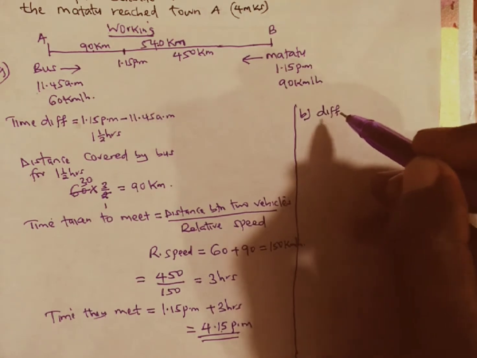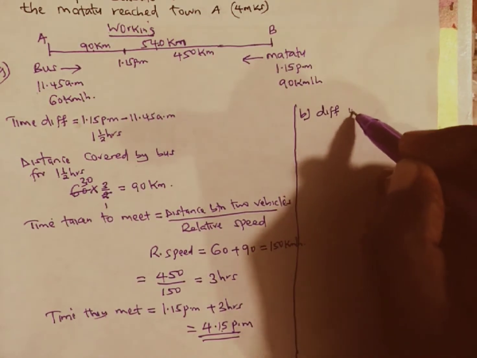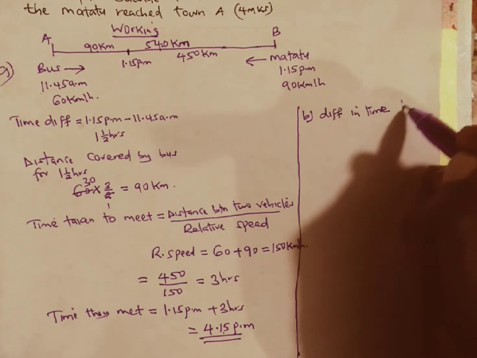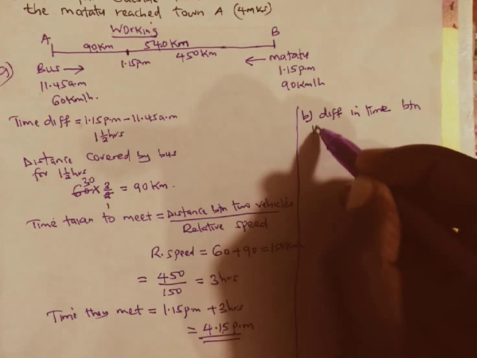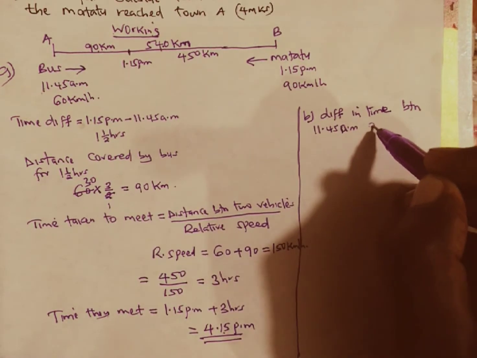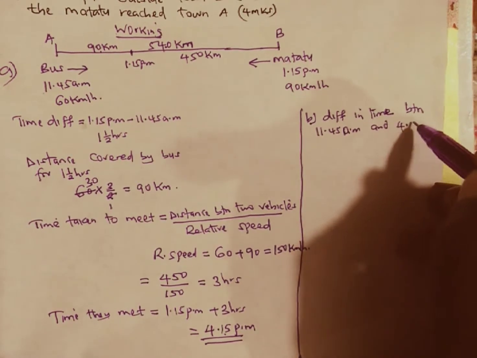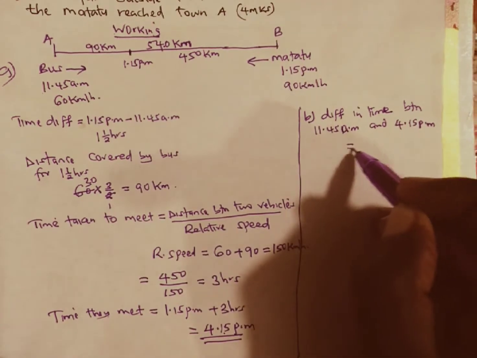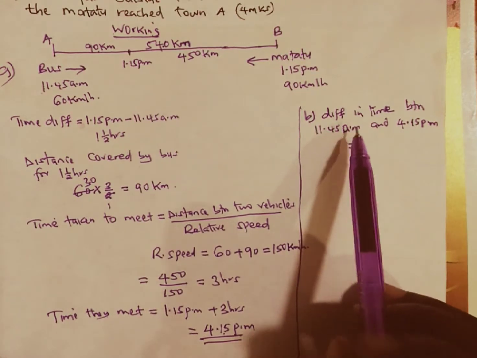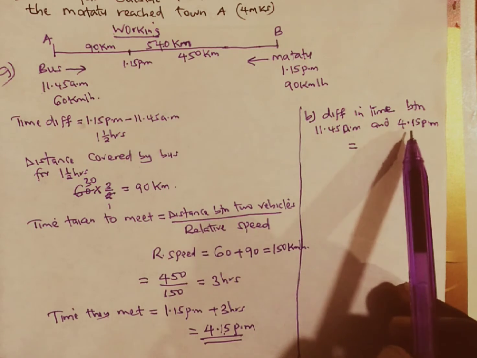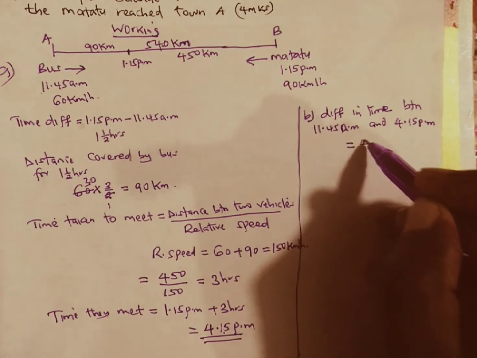So the difference in time, that is between 11:45 a.m. and 4:15 p.m. So if you work out the time between 11:45 and 4:15, you get 4.5 hours.